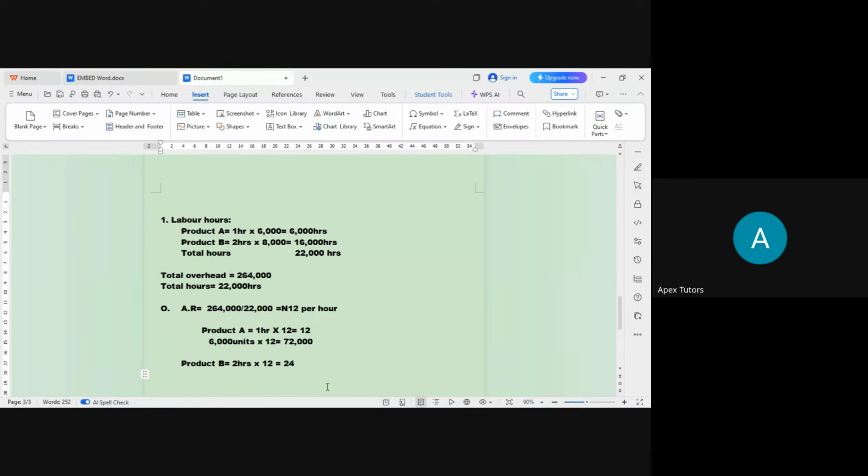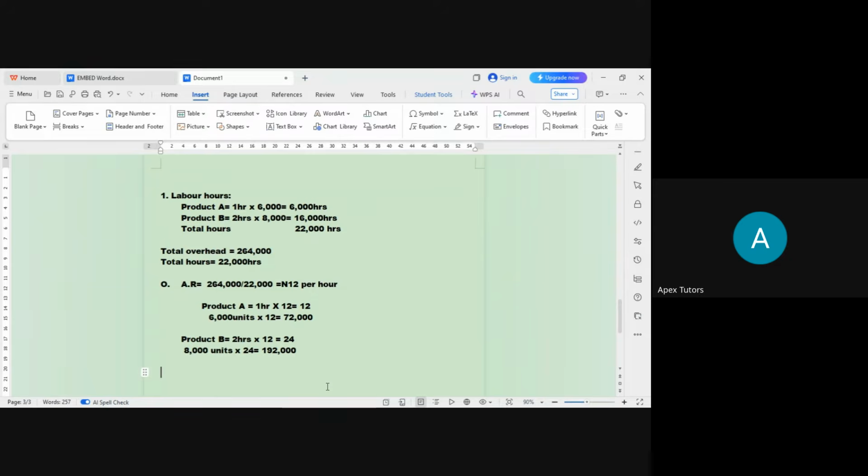Now, how much are we going to spend to produce 8,000 units of product B in terms of overhead absorption rate? 8,000 multiplied by 24 is going to be 192,000. This is using the traditional method, otherwise known as the conventional absorption costing method, in terms of labor hour absorption rate.